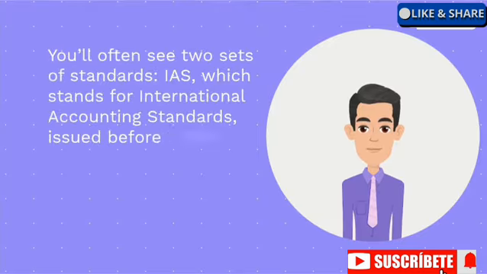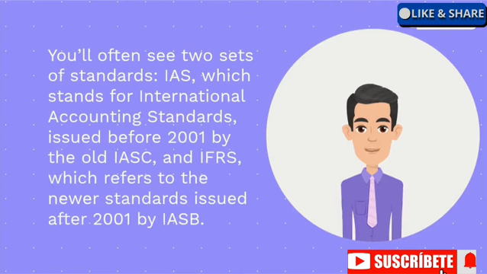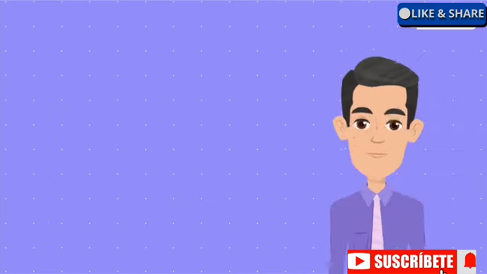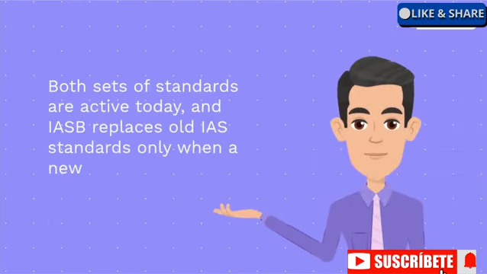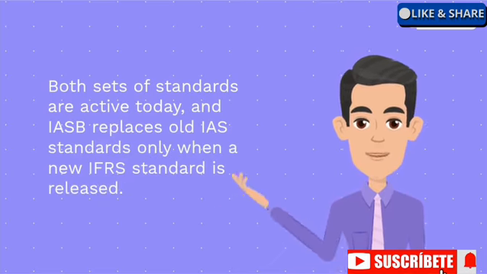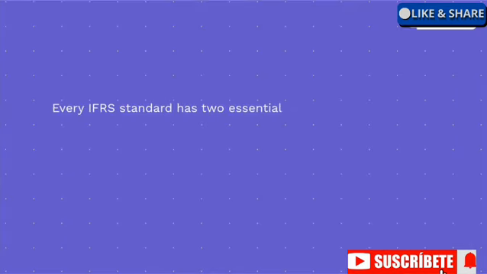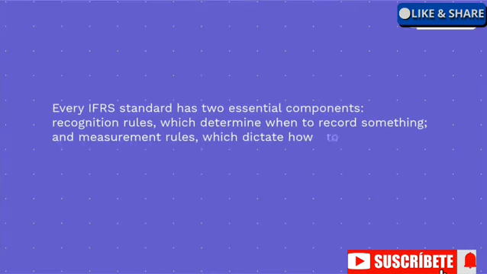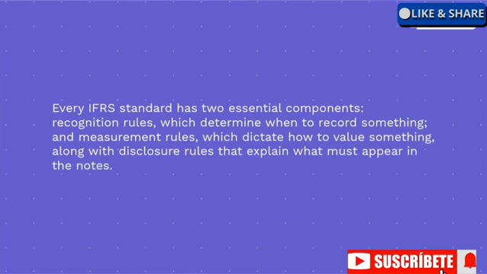You'll often see two sets of standards: IAS, which stands for International Accounting Standards, issued before 2001 by the old IASC, and IFRS, which refers to the newer standards issued after 2001 by IASB. Both sets of standards are active today, and IASB replaces old IAS standards only when a new IFRS standard is released. Every IFRS standard has two essential components: recognition rules, which determine when to record something, and measurement rules, which dictate how to value something, along with disclosure rules that explain what must appear in the notes.